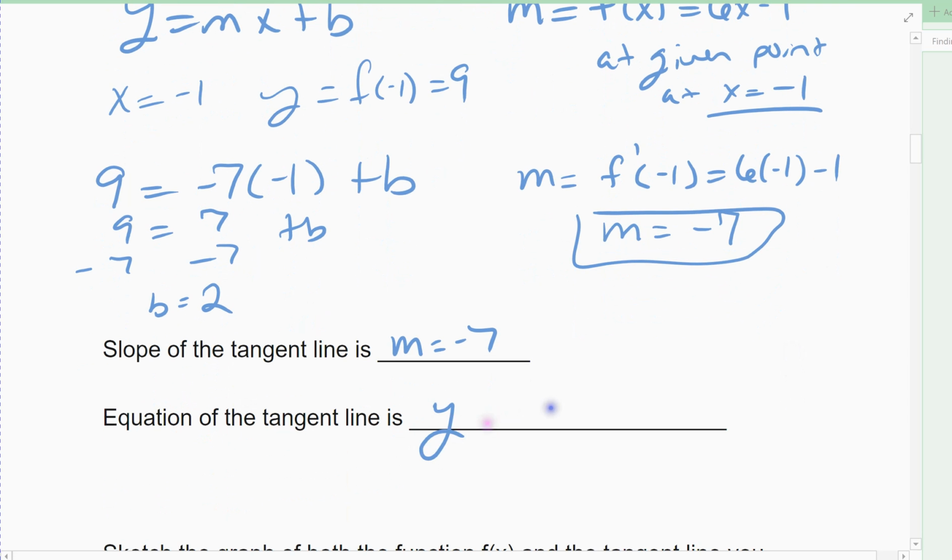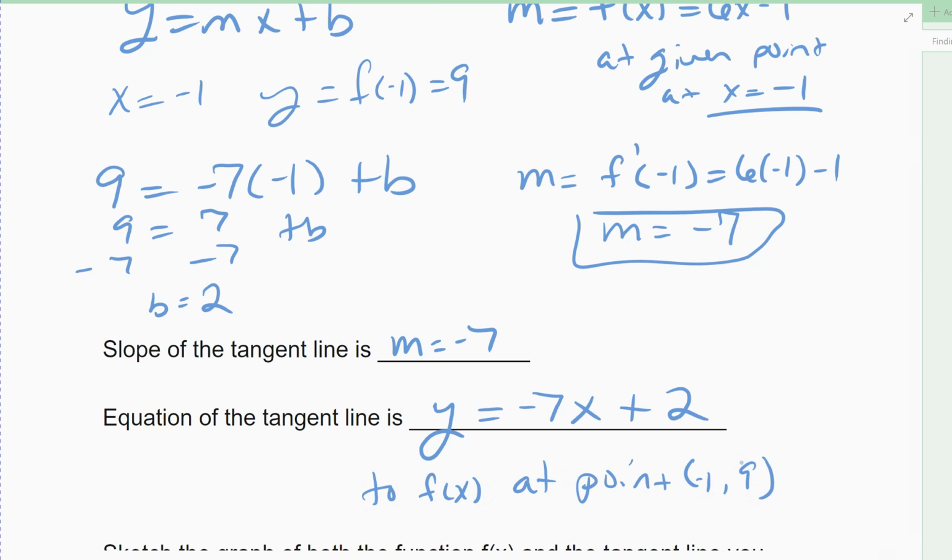All right, so my equation of my tangent line is y equals a slope of -7 times x and a y-intercept of +2. And there's my equation of the tangent line to my original f of x at the moment, at the single point, -1, 9. All right, at that one moment, that's its tangent line. So it's decreasing at a rate of -7 units per change in x.